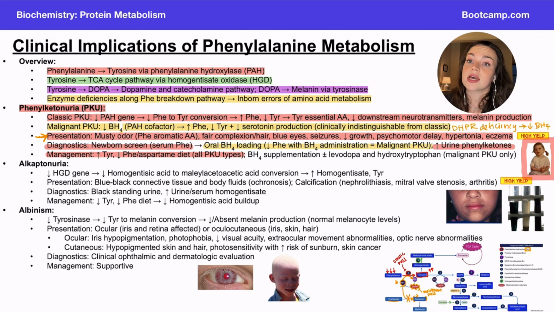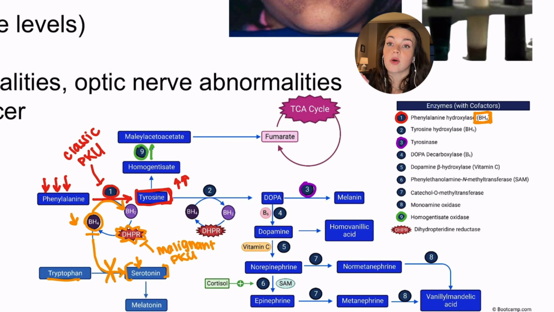So all the changes we just discussed hold true for both types of PKU. However, if you just give tyrosine to a patient who has a deficiency in DHPR and BH4, they're still not going to be able to use that tyrosine, because remember, the next step in tyrosine breakdown, mediated by enzyme 2, tyrosine hydroxylase, also requires BH4 and therefore also requires the activity of DHPR. So if you give tyrosine to a patient with malignant PKU, it's still not going to be enough. You have to also supplement BH4 in those patients so that they can use the tyrosine that you're giving them.